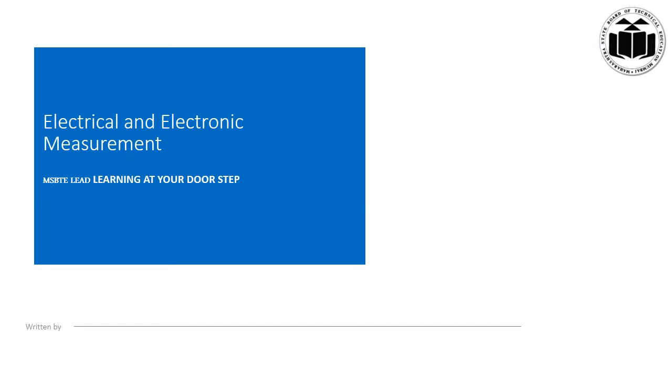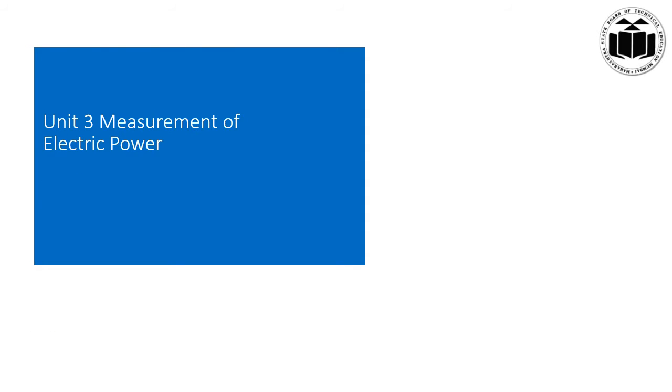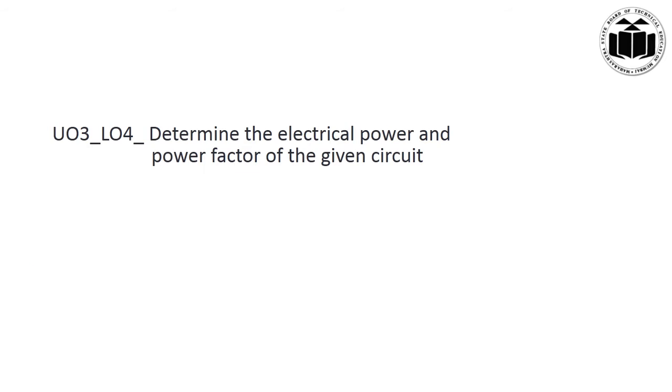The course is Electrical and Electronic Measurement. Unit for this session is Measurement of Electric Power. In this presentation, we are going to deal with learning outcome 4, determining the electrical power and power factor of given circuit.